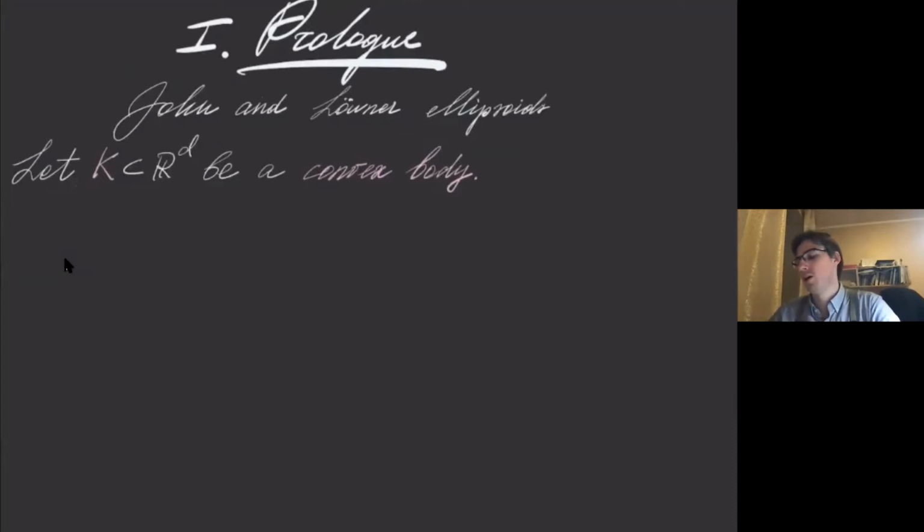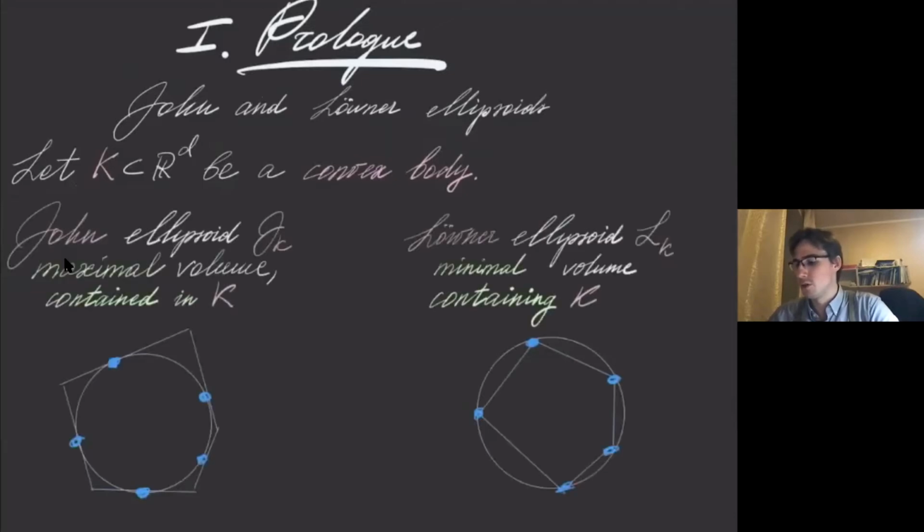So you are given a convex body in R^d. The John ellipsoid of the convex body in R^d is the maximal volume ellipsoid contained in this body. And the Lowner ellipsoid of the body is the minimal ellipsoid containing this body. These are classical objects in convex geometry, and here are pictures showing you the Euclidean unit ball contained in some polyhedron. Here I tried to show you a John ellipsoid of some polyhedron.